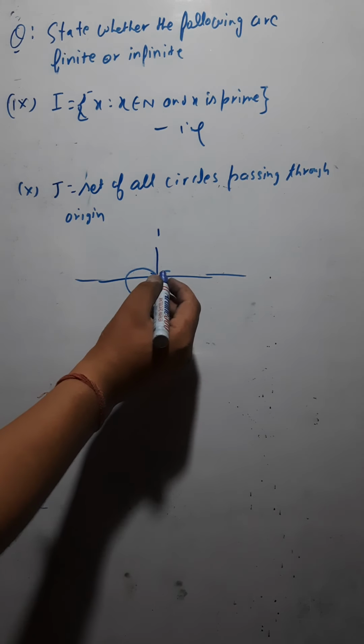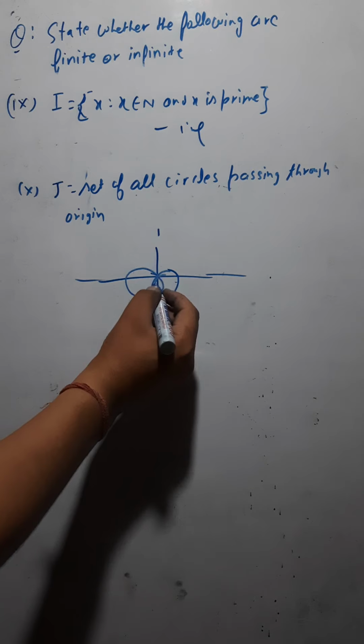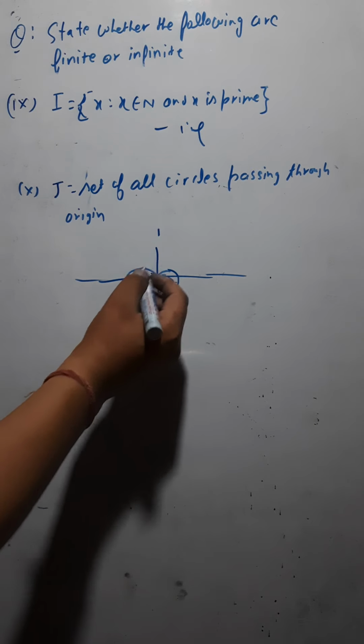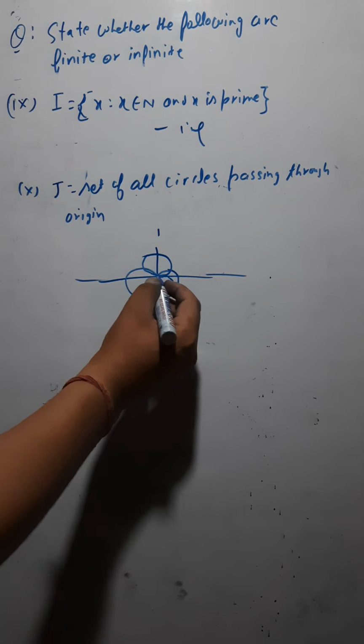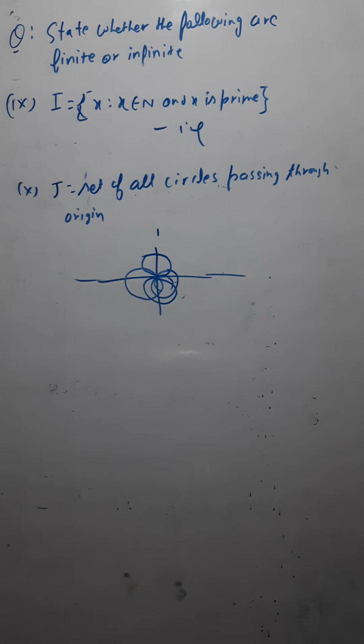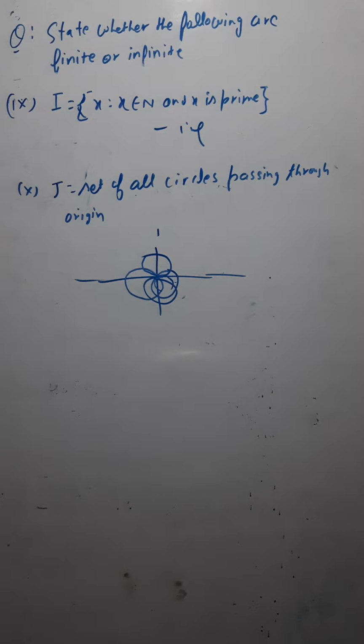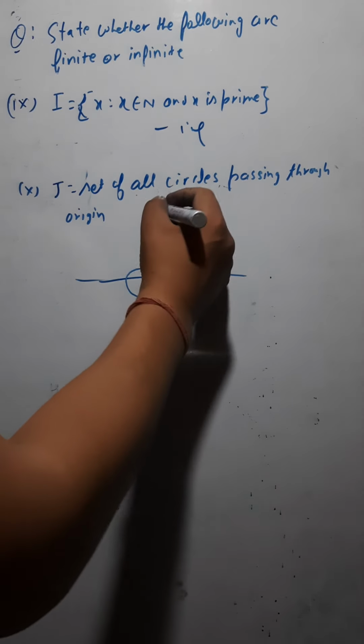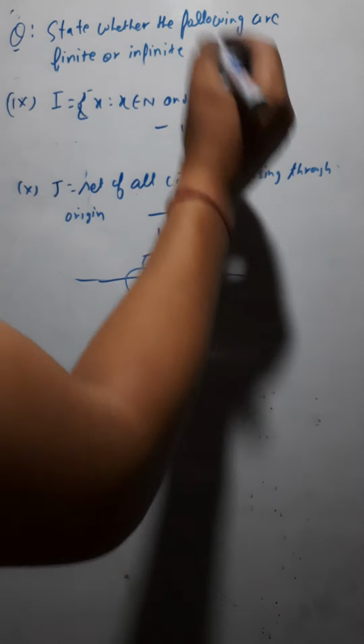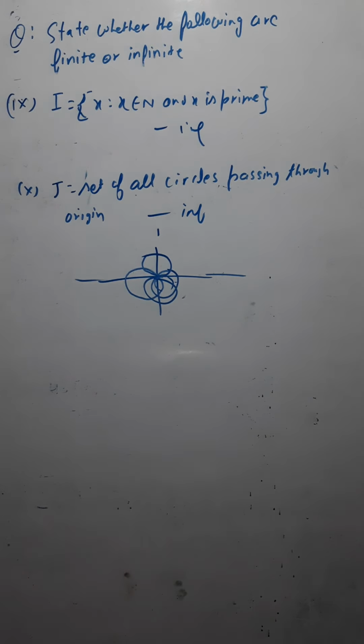Okay. Now one more circle you can make. Again some smaller circles also you can make. Here also. Means many circles I can make, isn't it? Many circles. So the number of circles which are passing through the origin, so hence again you would be getting the infinite number of circles there. So hence again the set J would also be an infinite set, isn't it?